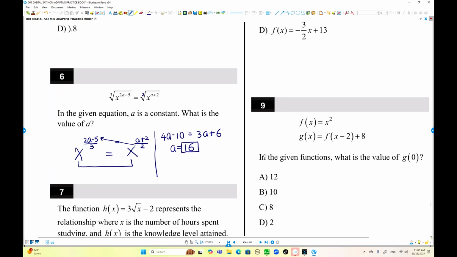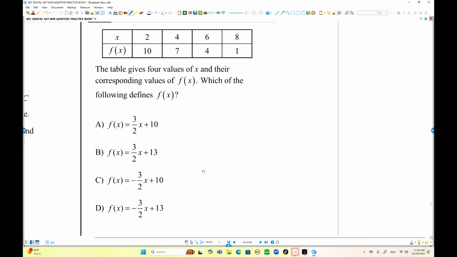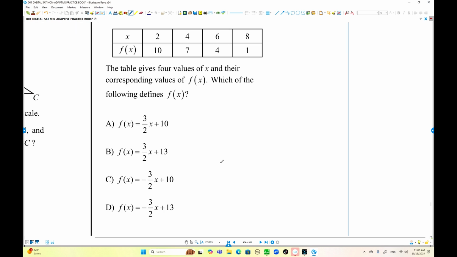Okay, move on to next, number 8. Here we go. We have a table with 4 selected values of x and its corresponding values of y. Which of the following defines it? When you calculate, you can find this is increased by 2, same distance. This is decreased by 3, same distance. Now we can recognize the line is linear. First we can find the slope. Slope is change in y over change in x. Negative 3 over 2. So the slope is negative 3 over 2.